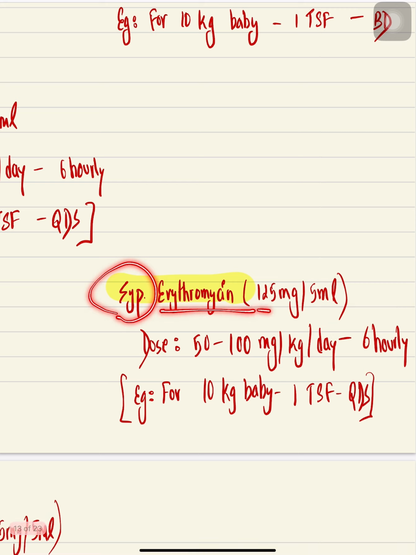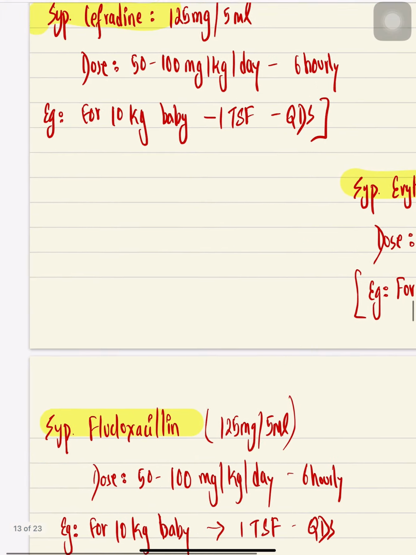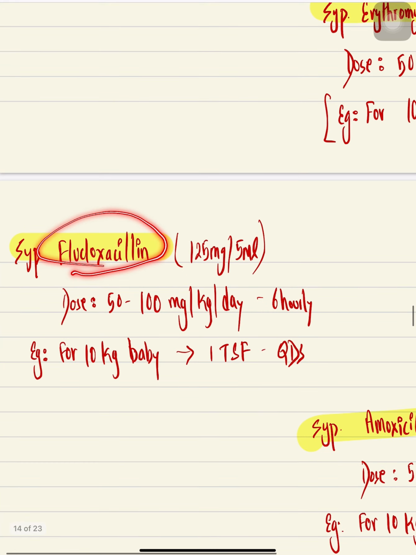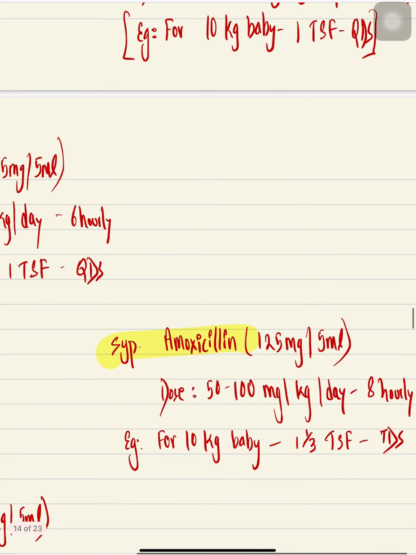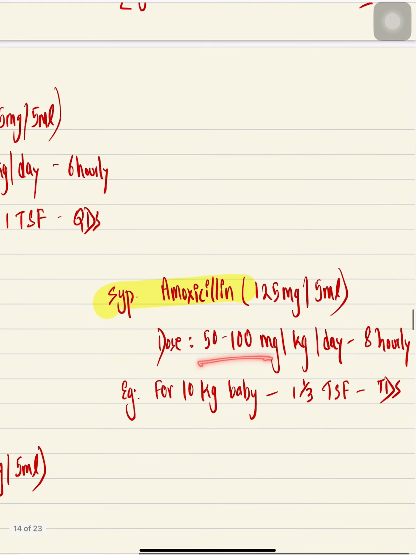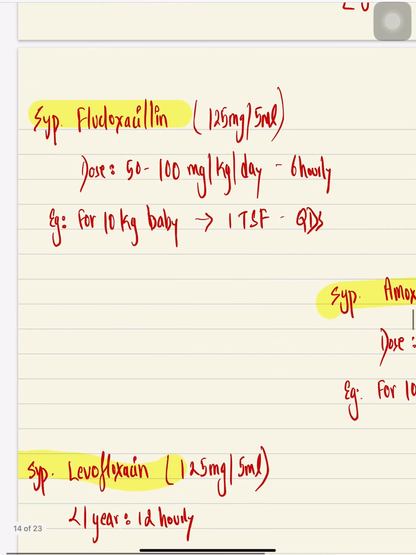Syrup erythromycin 125 mg over 5 ml. Dose is 50 to 100 mg per kg per day, 6 hourly. For a 10 kg baby, 1 TSF QDS. Syrup flucloxacillin 125 mg over 5 ml. Dose is 50 to 100 mg per kg per day, 6 hourly. For a 10 kg baby, 1 TSF QDS. Syrup amoxicillin 125 mg over 5 ml. Dose is 50 to 100 mg per kg per day, 8 hourly. For a 10 kg baby, 1 and 1/3 TSF TDS.